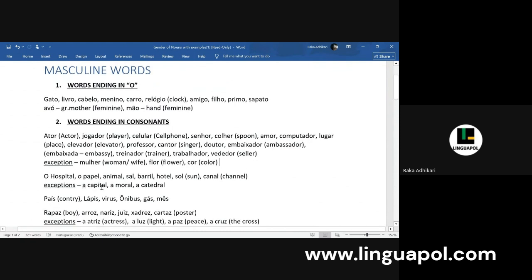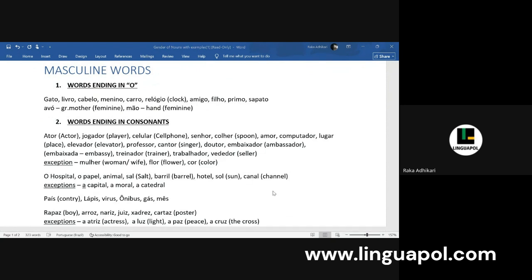Moving on to the ending of L. We have already read these words in the alphabet. H de hospital, P de papel. More words like animal, sal. Sal means salt. Barril means barrel. Very common word, hotel, means hotel. Sol means sun. Canal, channel. So canal de YouTube, channel.